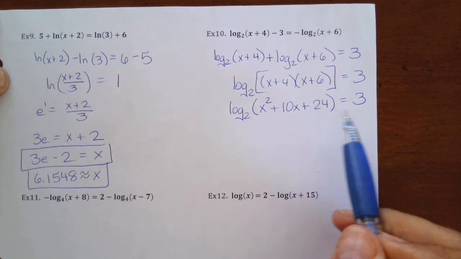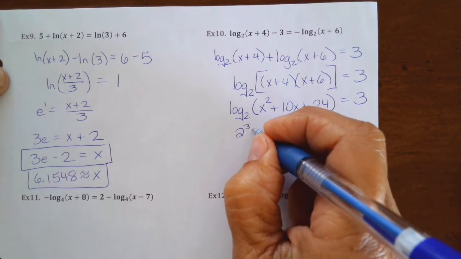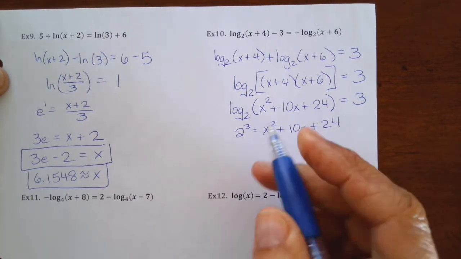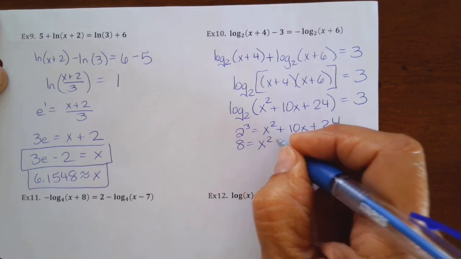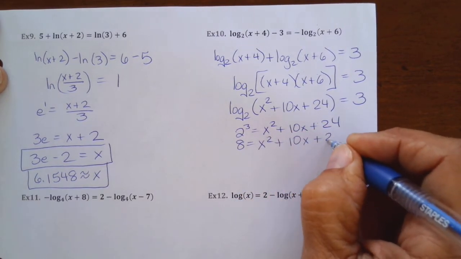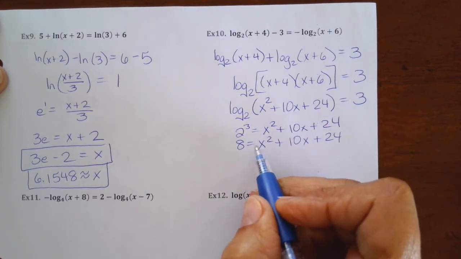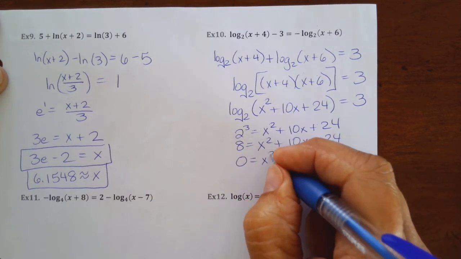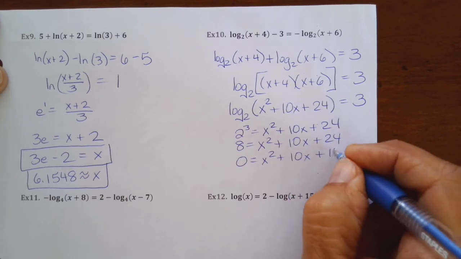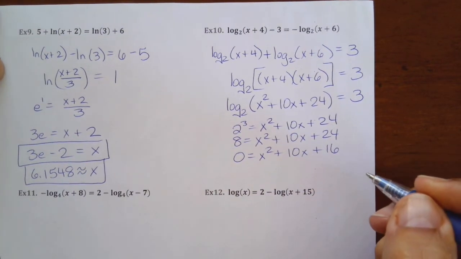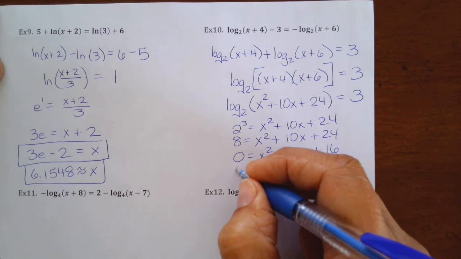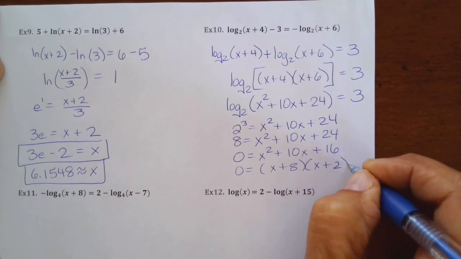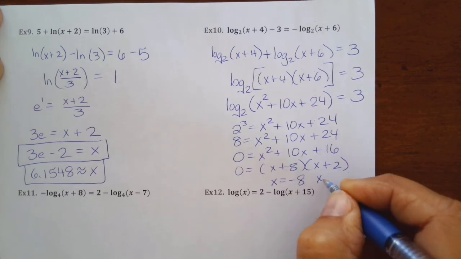Again, I can't cancel this log, so I'm going to write it as an exponent. There's your base, there's your exponent. So 2 to the third has to equal the answer of x squared plus 10x plus 24. 2 to the third is 8. So 8 equals x squared plus 10x plus 24. Since you have a quadratic, this side must be 0, so we subtract 8 from 24. That gives you x squared plus 10x plus 16. Factor. So this factors x plus 8, x plus 2, and you end up with -8 and -2.